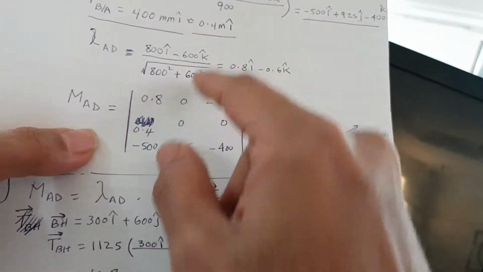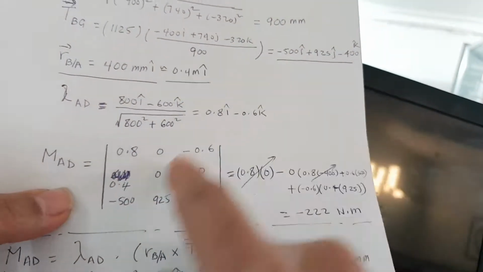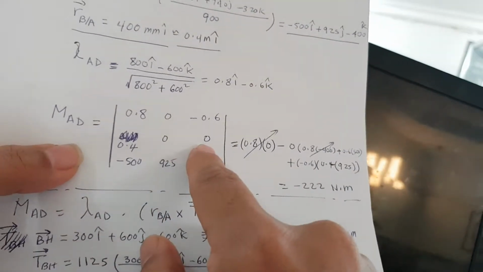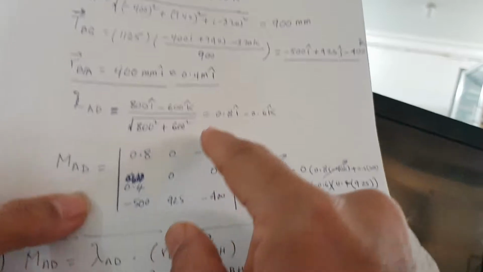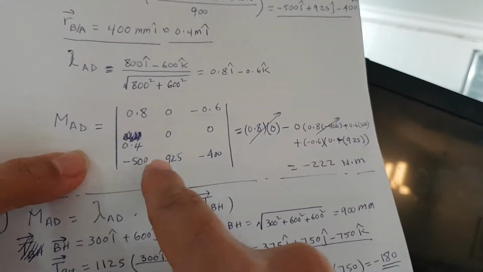And you should put next r_BA, the position vector r_BA. What is it here? 0.4I. Of course, we don't put I: 0.4, 0, 0. Last one, the tension BG, the vector tension BG. We have it here: minus 500, 925, minus 400.